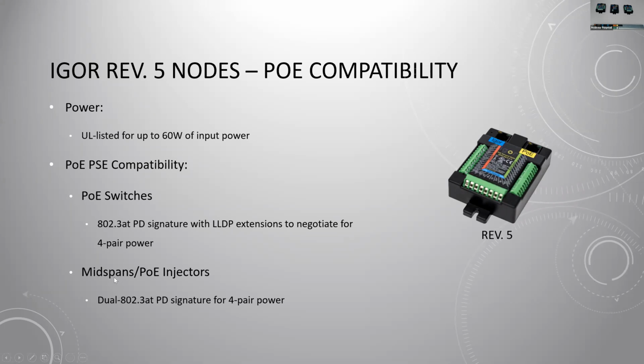We also ran into some mid spans or PoE injectors that didn't really have any software smarts or LLDP capability. So we've got a dual PD signature built into the circuitry of these nodes as well that would allow those to detect on both pairs and grant that 4 pair power to these nodes in order to get maximum power out of that PSE port. So both of these are the same node model numbers. These aren't covered by different node model numbers or anything, but just 2 different ways to get that PoE power granted to our nodes.